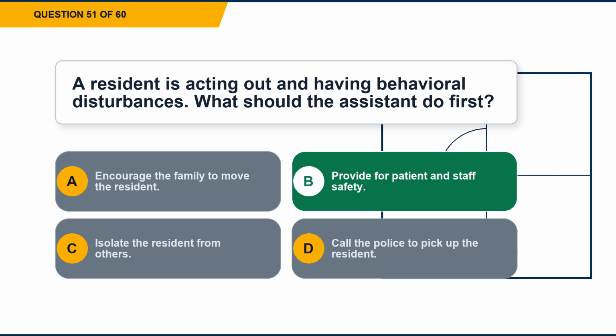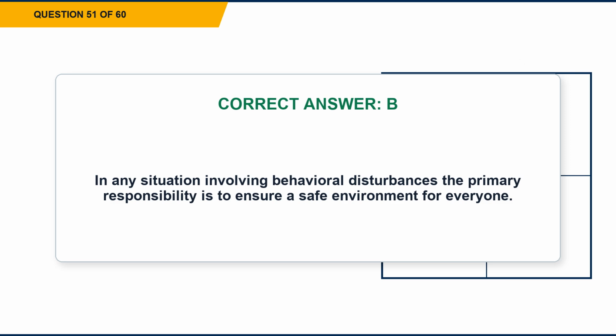The correct answer is option B, provide for patient and staff safety. Explanation: in any situation involving behavioral disturbances, the primary responsibility is to ensure a safe environment for everyone.